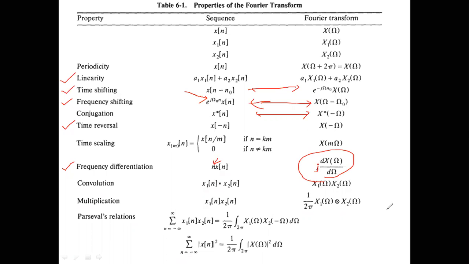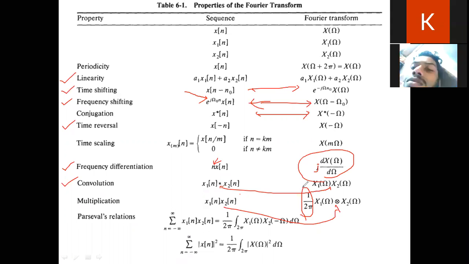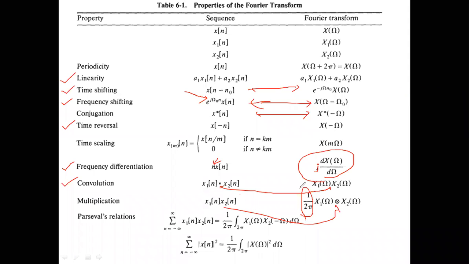Then the all important convolution property. This is also very important. What does it say? Convolution becomes multiplication. And multiplication becomes convolution, except for this constant 1 by 2 pi. It's a duality property. Convolution becomes multiplication, multiplication becomes convolution, along with the duality; it's a duality principle anyway.